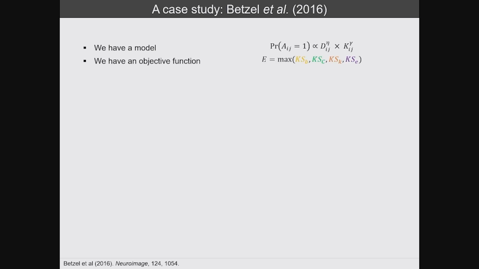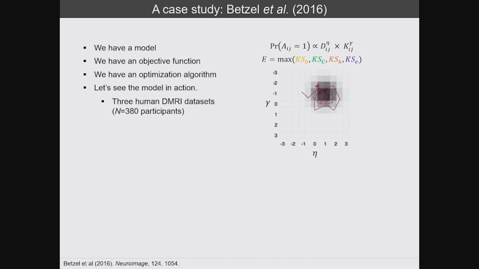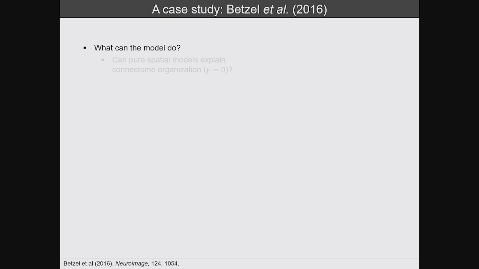So we have our model, we have an objective function, we have an optimization algorithm, so we can put this in action. What do we see? In this particular study from way back in 2016, we had at the time 380 brains, which seemed like a lot, and we compared 13 different models that all had different definitions of this topological term. And we asked a bunch of questions, like first, how well does space alone account for the organization of the connectome? So we're going to set our gamma parameter to 0, so that topological term doesn't contribute at all.